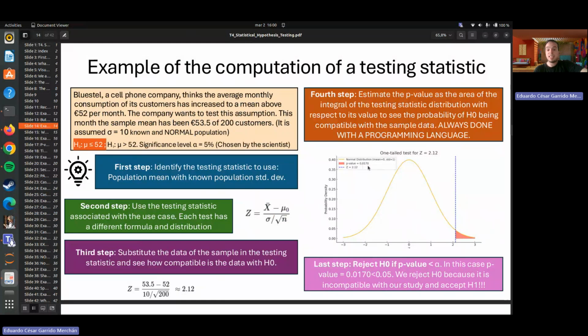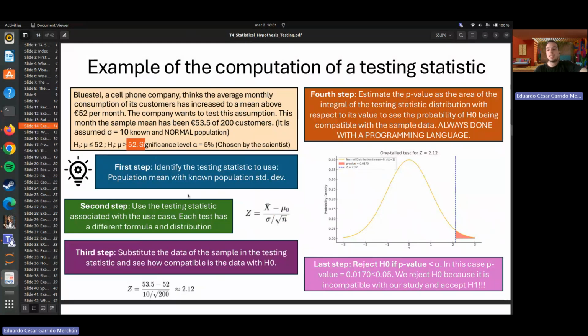In other words, the risk of rejecting the null hypothesis and being wrong according to the data is just 1.7%. Our significance level is 5%, which is the amount of risk that the scientists, in other words us, are assuming of being wrong. As the p-value is 1.7% and lower than 5%, we reject the null hypothesis and accept the alternative hypothesis.